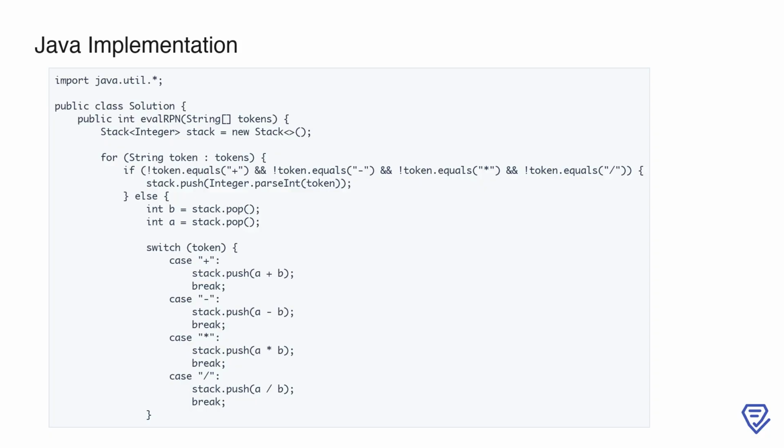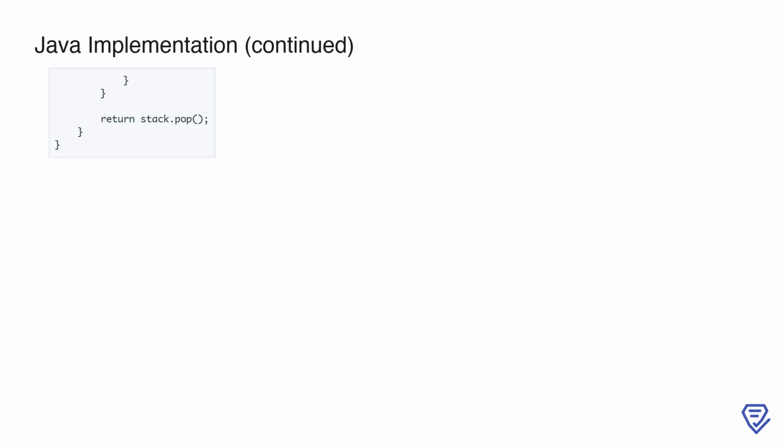For example, if the token is a plus sign, we add the 2 operands and push the result back onto the stack. Similarly, for subtraction, multiplication, and division, we apply the respective operations and push the results back onto the stack. After processing all the tokens, the loop concludes, and the stack contains one final value, which represents the result of the reverse Polish notation expression. We simply return this value by popping it from the stack.